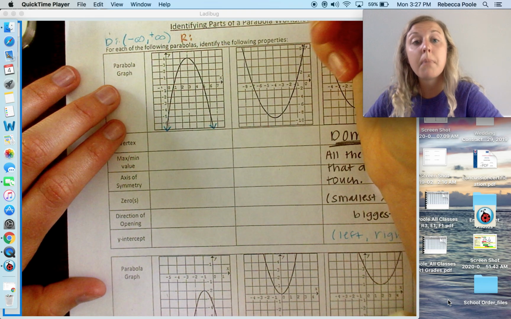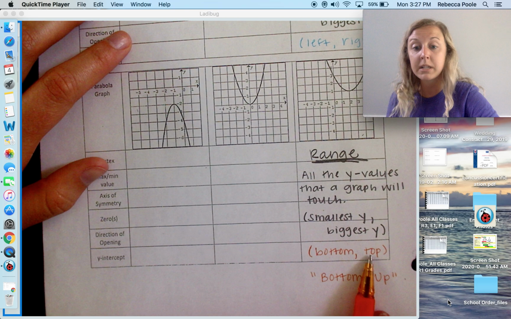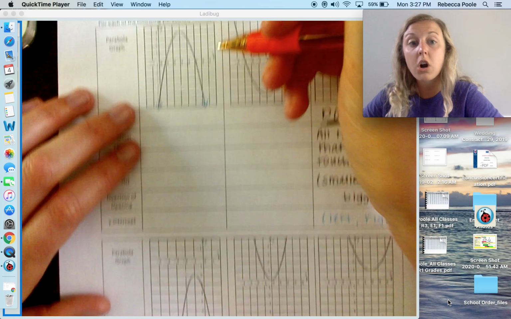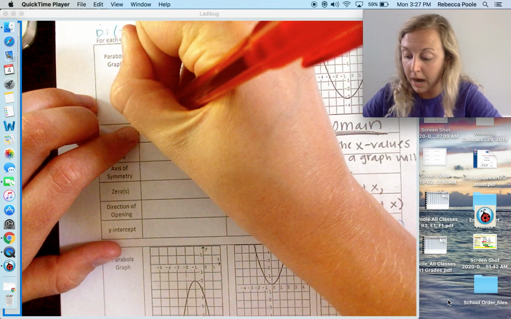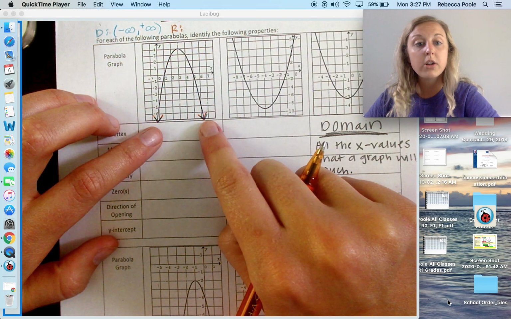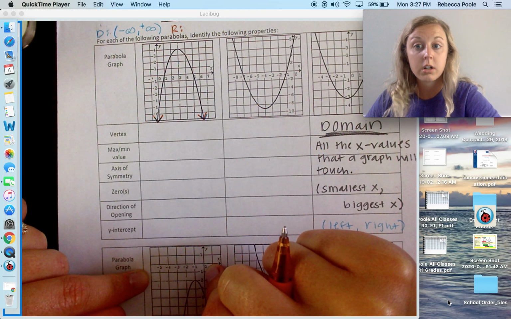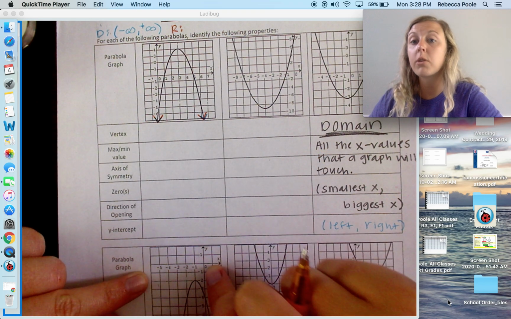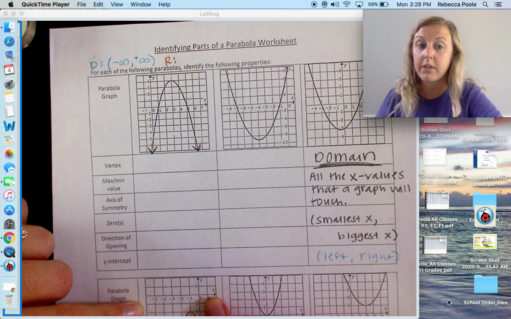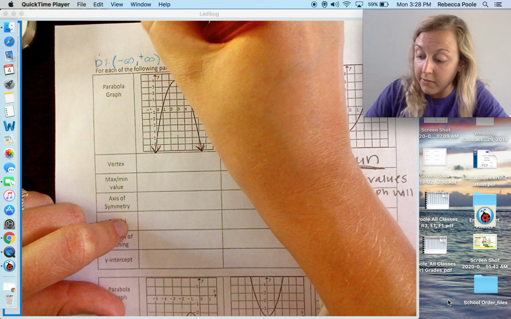All right, let's try to look at the range. So smallest y to biggest y. If you look down here, remember it's bottom to top, bottoms up. Start at the bottom of your parabola. Well, the bottom is these two arrows, right? And where do they keep going? They go down forever, okay? If it goes to forever, we just talked about how that's infinity, right? But if it's going down, then it's a what kind of infinity?